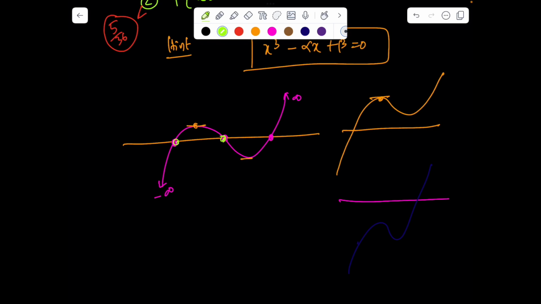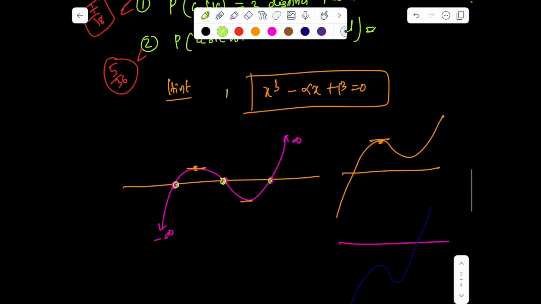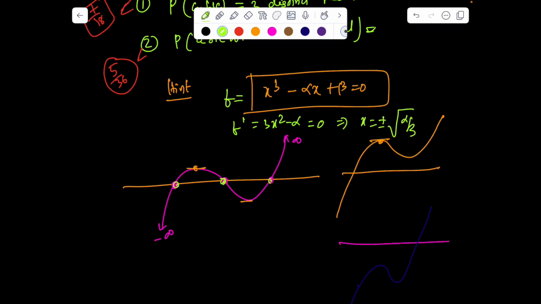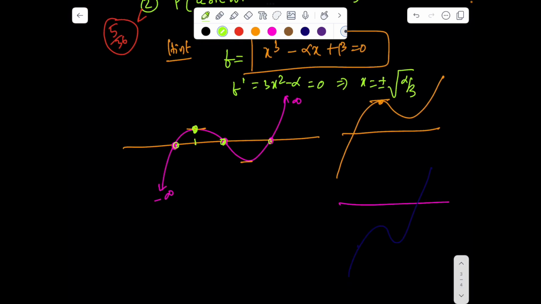Okay, so how will I get to know it has 3 distinct real roots? That's easy, because we can take this as an expression. Let's say f. If I differentiate, we have 3x square minus alpha, and the derivative is 0 at x equals plus minus root alpha by 3. Now let's say this is x equals minus root alpha by 3 and this is x equals plus root alpha by 3.